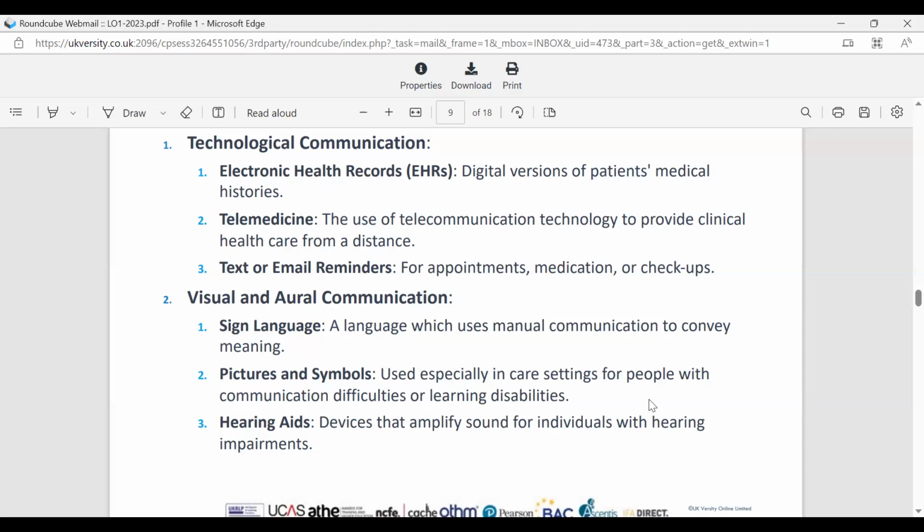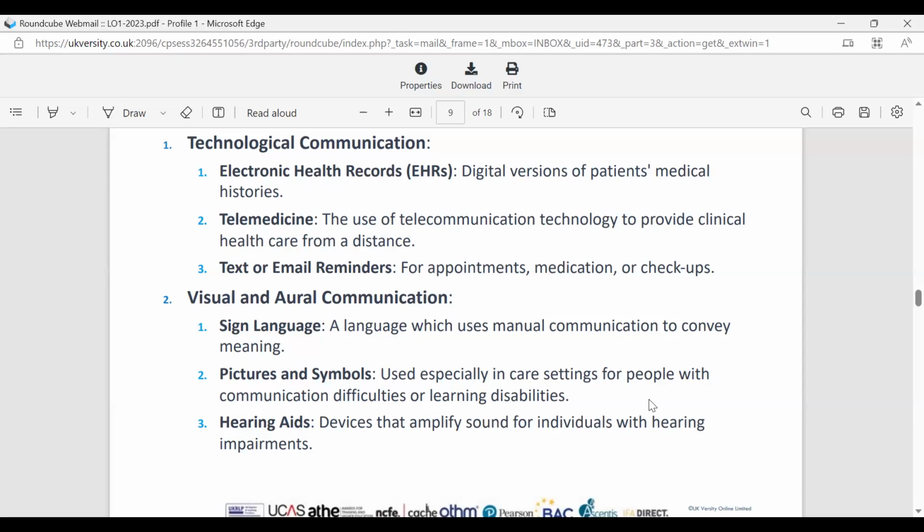Visual and oral communication. And this is sign language, a language which uses manual communication to convey meaning. Why do you think sign language is so important? And who is it important for? It's important because of those that can't hear. Yeah, it is true that with sign language, you'll be able to convey the information to them. Yes, so it's a way of conveying information and meaning to the individual.